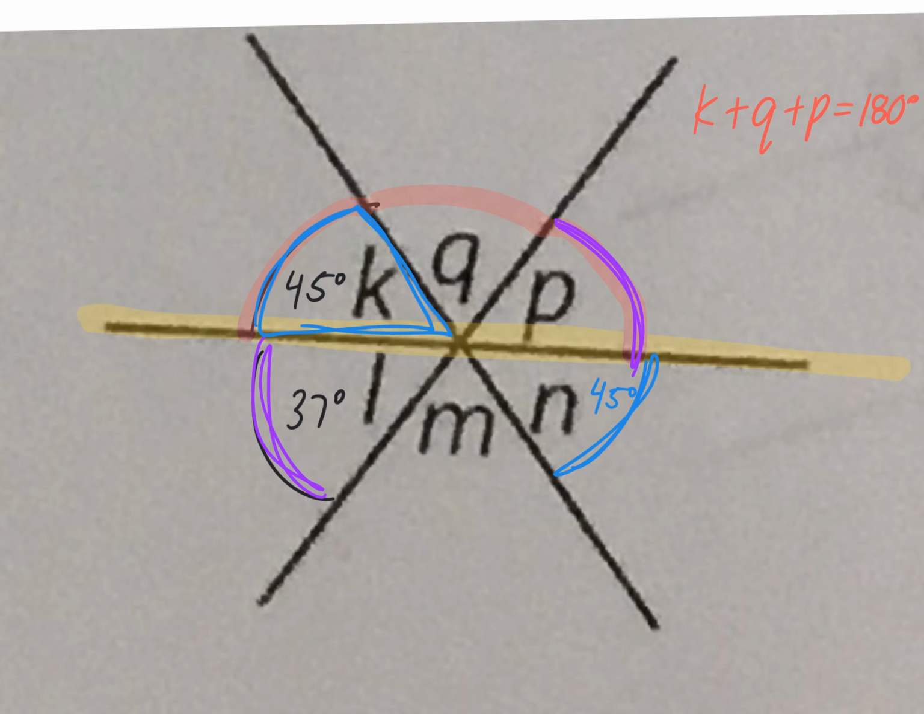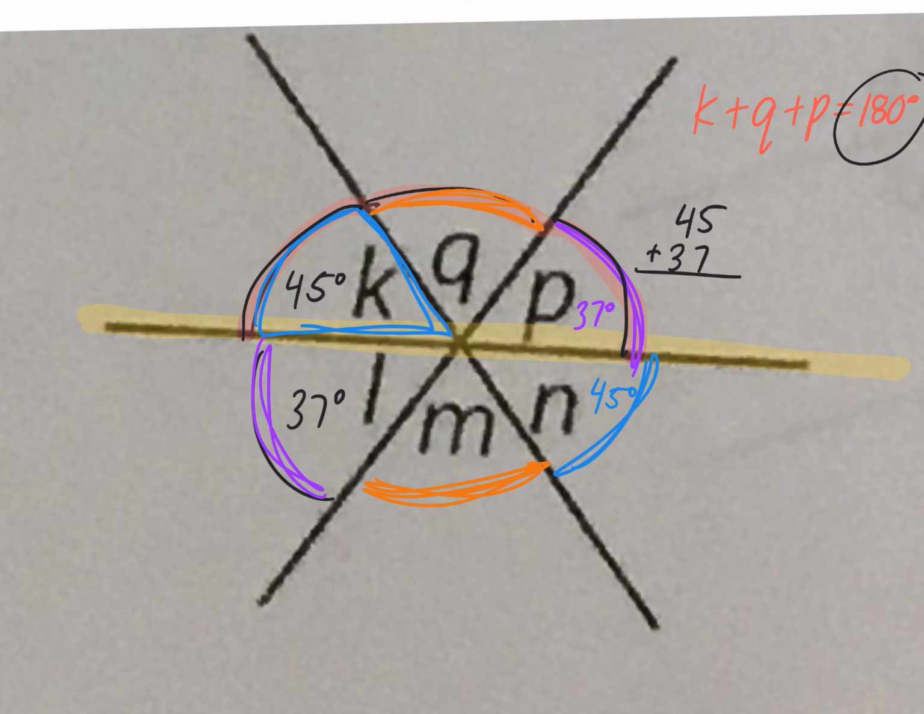Okay, now is this easy now? We know 45 plus something plus 37 has to equal 180. Once you know Q, which other angle can you figure out right away? Excellent. We know that Q and M are opposite, so those will also be equal. Add the opposites. You added 45 and 37. What'd you get?